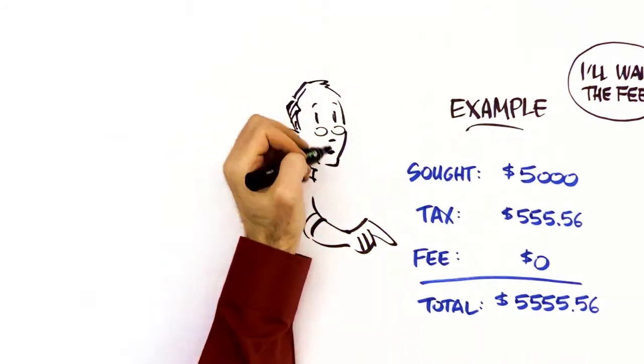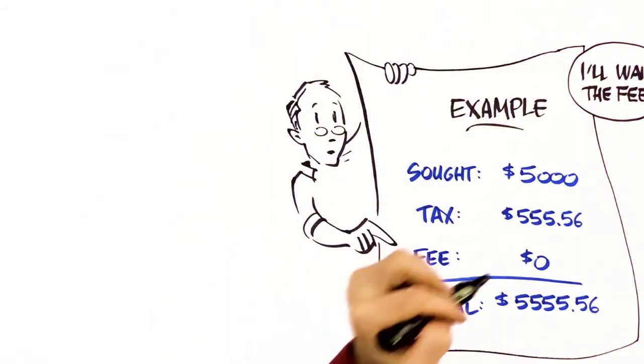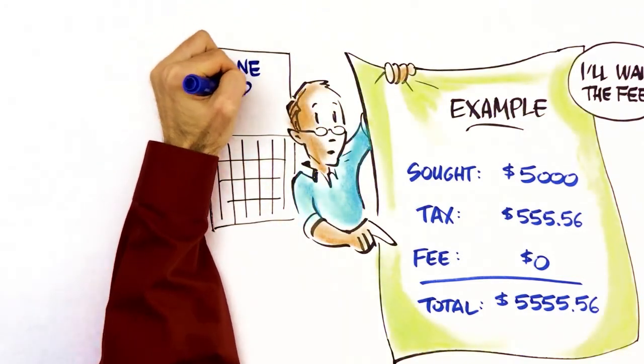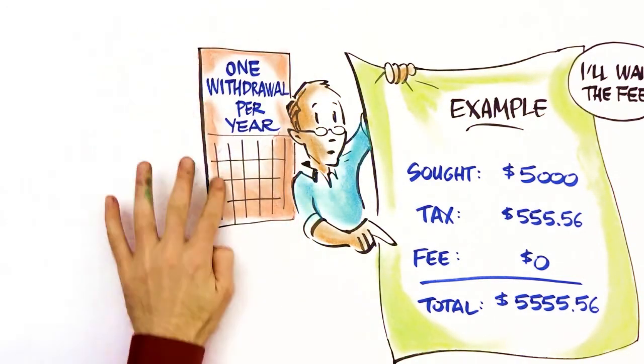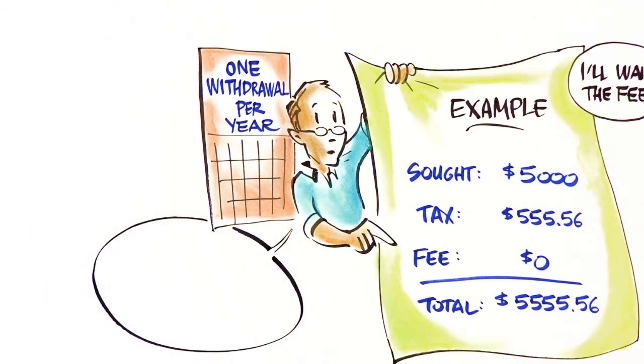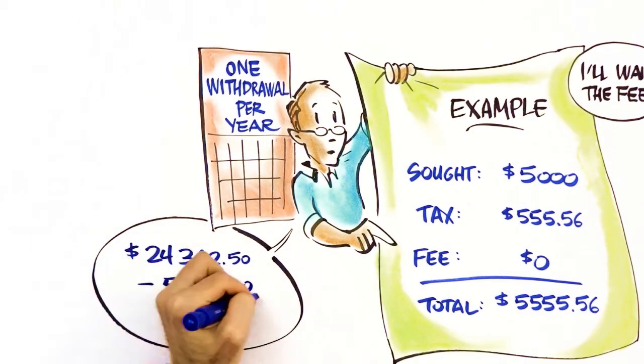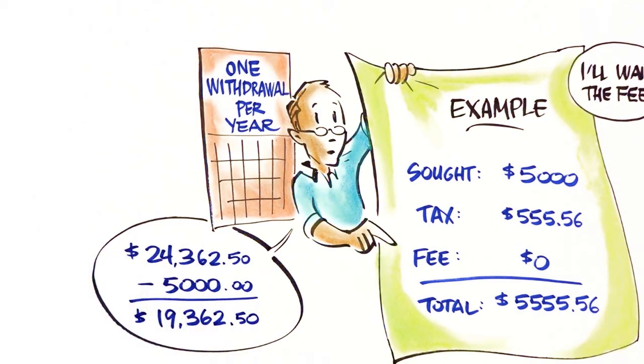So can I make another application to get more money? No, it is important to be aware that you can only make one withdrawal based on the low income provision each calendar year. That means you can't come back and make a second application to claim any of the remaining allowable amount, calculated at $19,362.50 in the same calendar year.